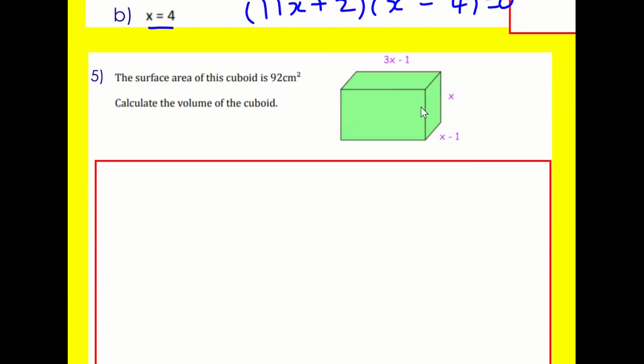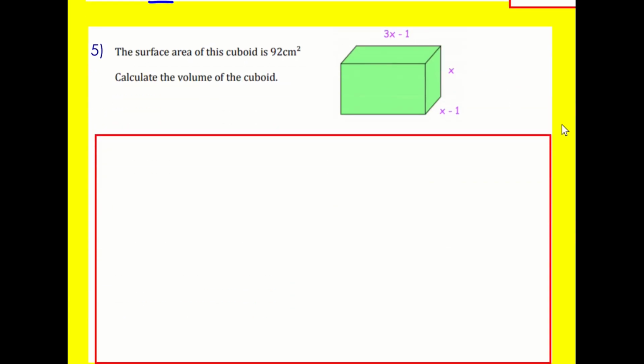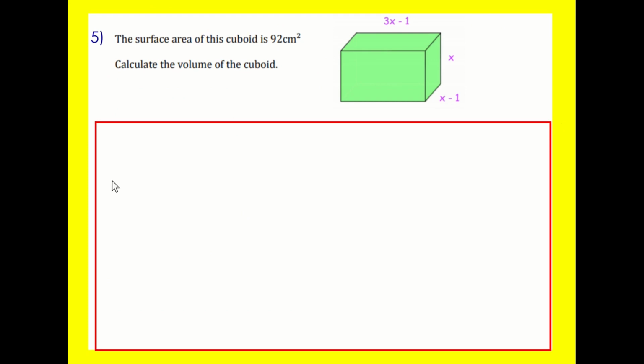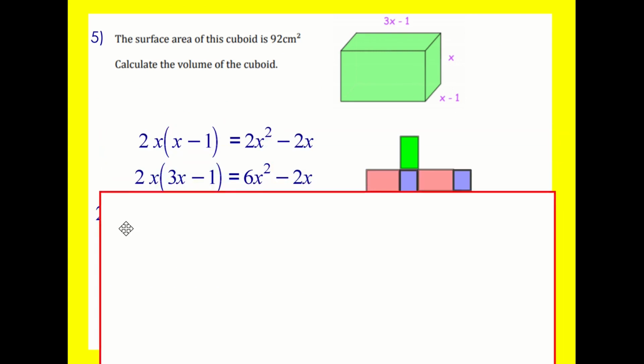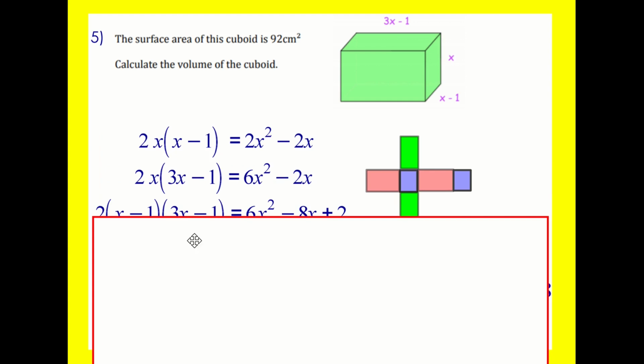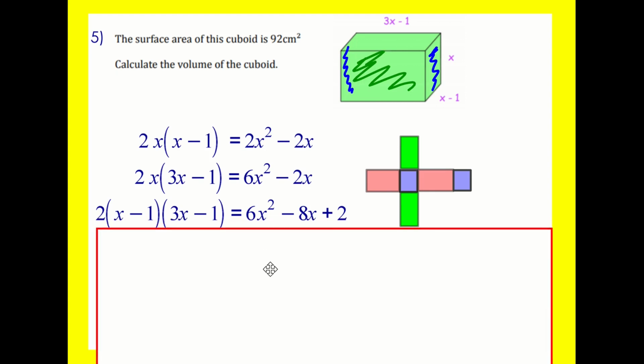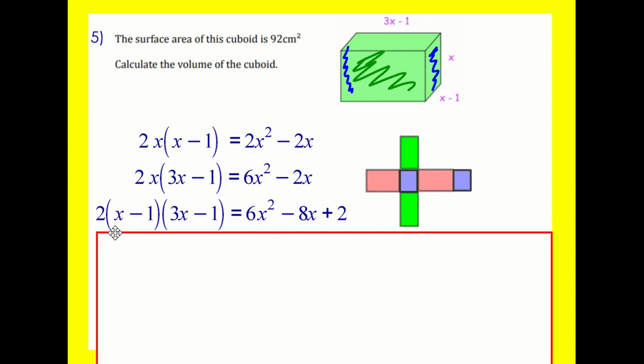Back to surface area of cuboids. Calculate the volume. Construct a quadratic by considering every single face of the cuboid. We can work out two lots of x minus 1. That's come from finding the right-hand side and the left-hand side. Two lots of x times 3x minus 1. That's going to come from the front and the back. And then the top is going to be these two multiplied together, but we've got two lots of them.